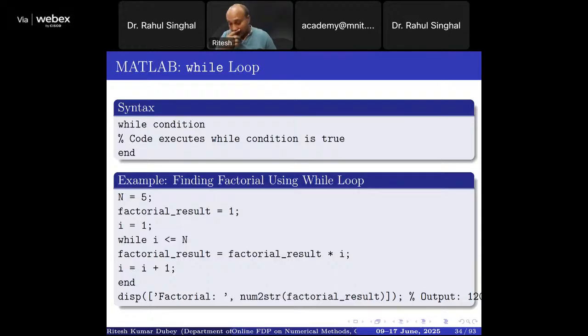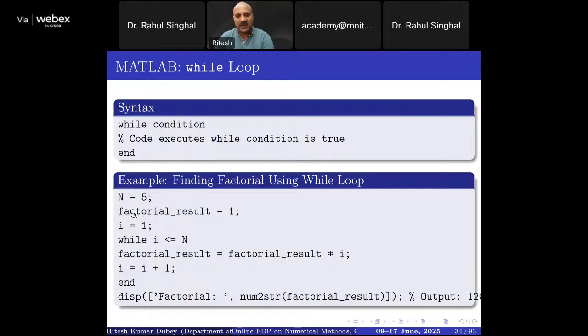And a while loop has the syntax while, then condition, and end. So basically this condition can be truth variables also. I will probably show you somewhere. So again, we are trying to find out the factorial using while loop. So we want to find out the factorial of 5.